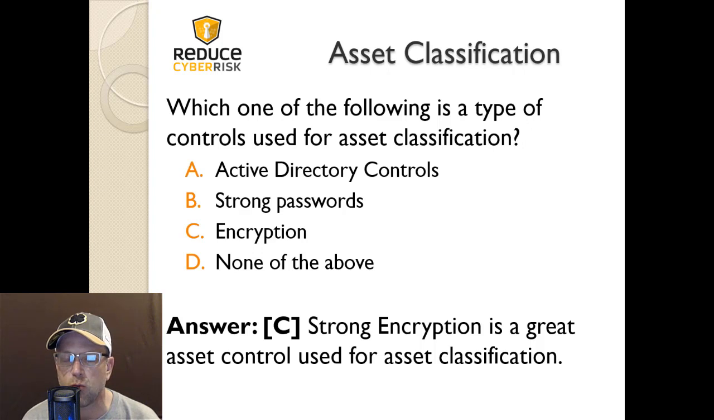Encryption is a great control used for asset classification. You need to consider encryption when you're dealing with asset controls for your asset classification. If you're going to need to put a control on your asset to make sure that something hasn't happened to it, encryption is a great thing to do.